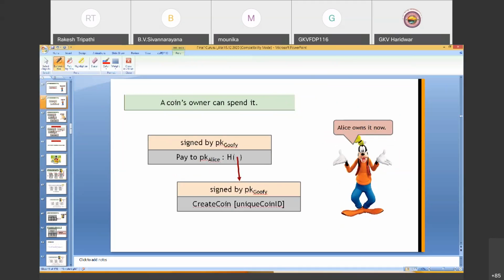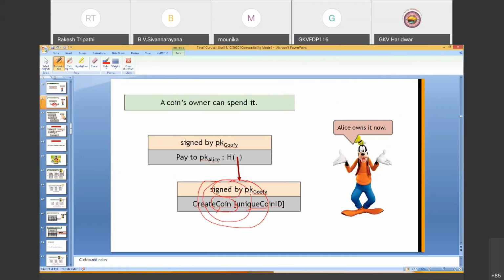Now, if Goofy wants to pay this money, our money is represented by this data structure. This is the money: a create coin function with a unique coin ID. This is the coin which is created. It is signed by Goofy. So this says this is the coin which is created by Goofy. Yes, Goofy can create and he has signed. So this is the authentic coin because it is the signed copy.